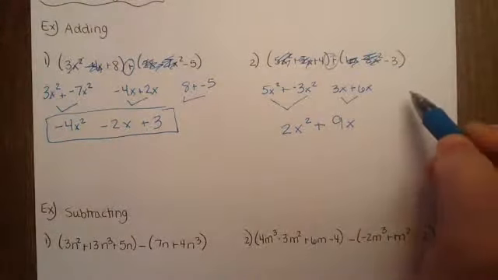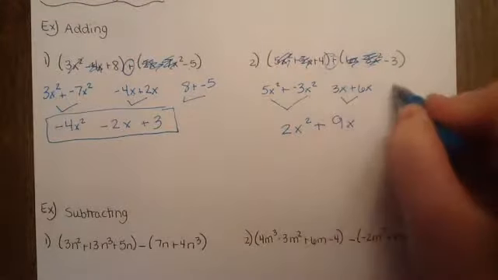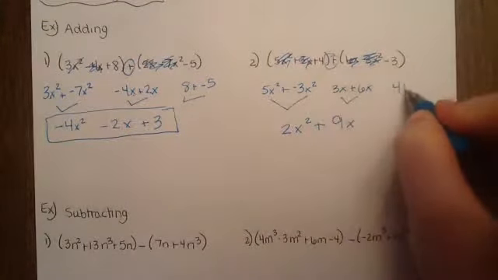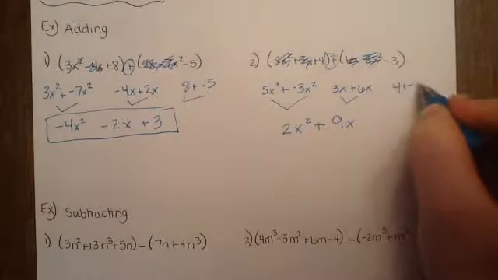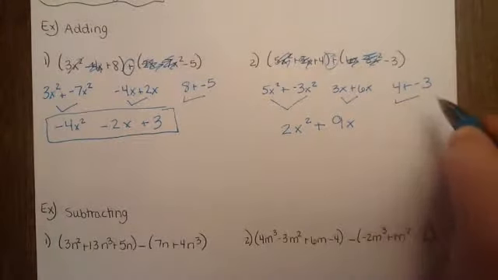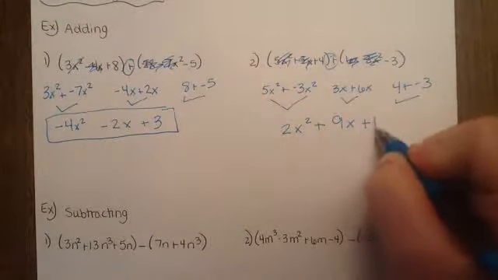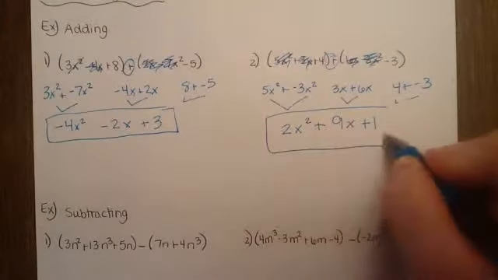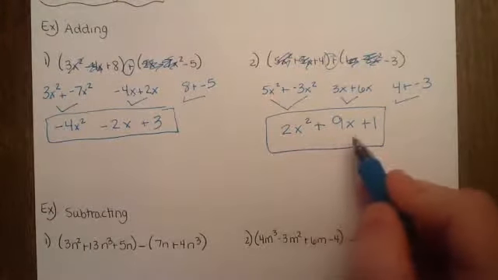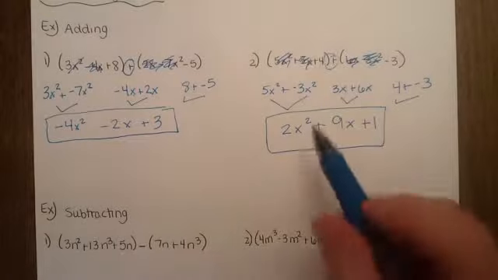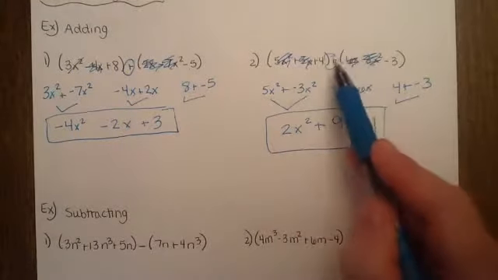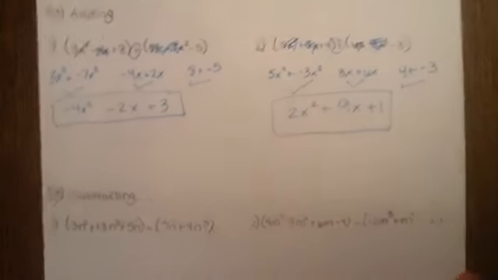What pieces are left to add together? 4 plus negative 3. And that was positive 1. Can you combine anything else? No. This is your final answer. Okay? So take the pieces here plus the piece that matches.